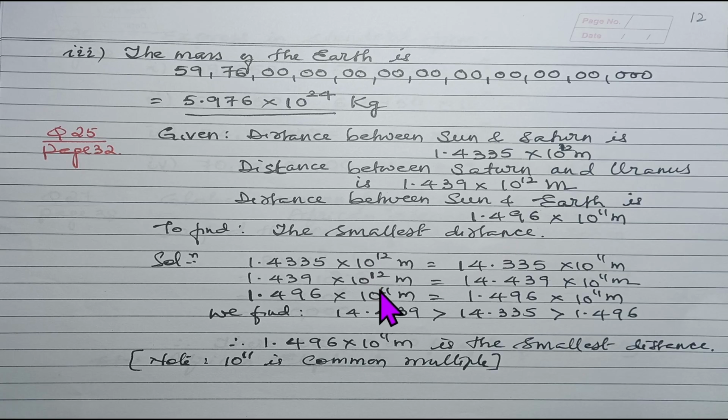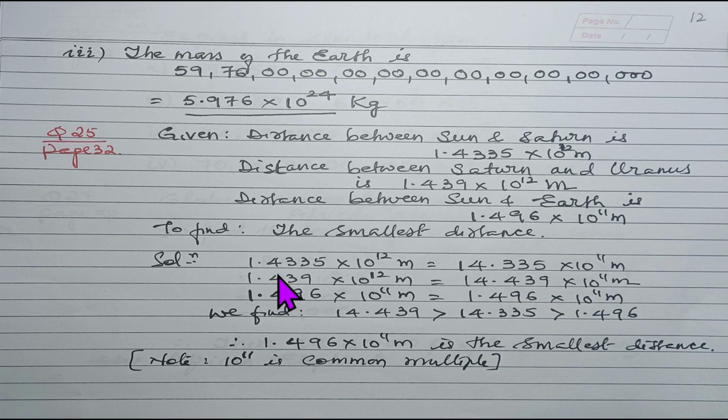First of all, check the powers of 10 in each one of them. In the first case it is 10 to the power 12, in the second case 10 to the power 12, in the third case 10 to the power 11. The first step is to make the powers the same. So this is 10 to the power 12, make it the smallest power, 10 to the power 11. So it becomes 1 decimal place to the right, so it will become 14.335 into 10 to the power 11 meters.